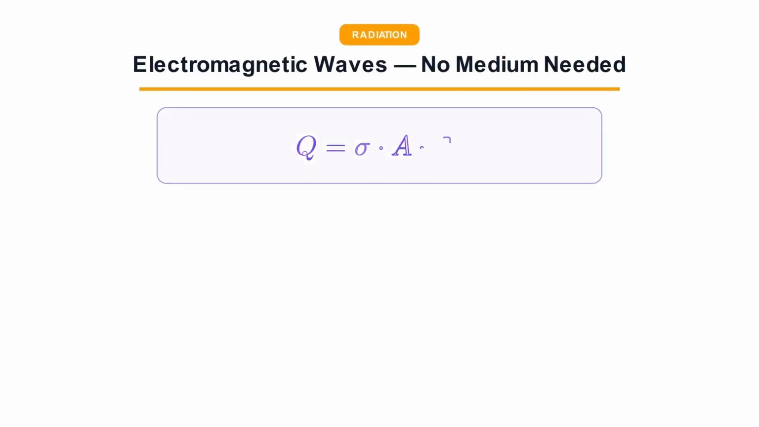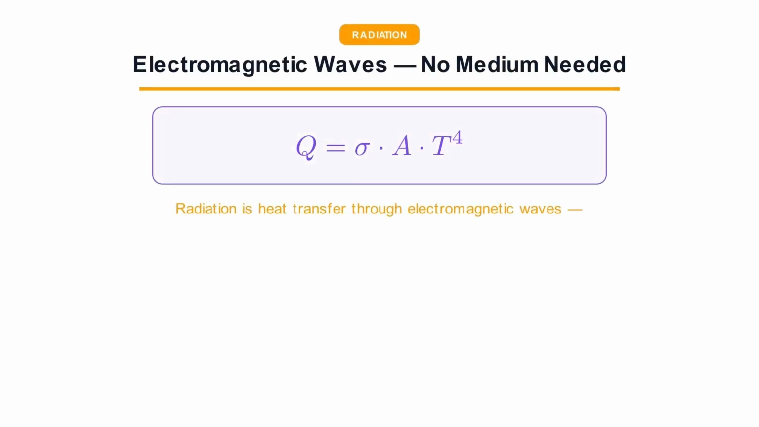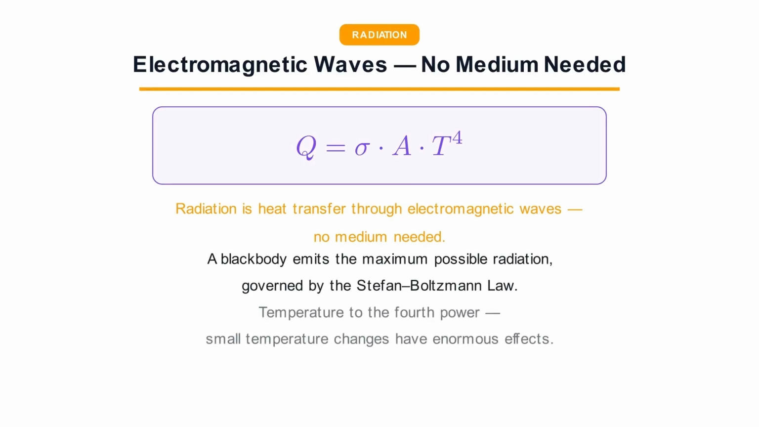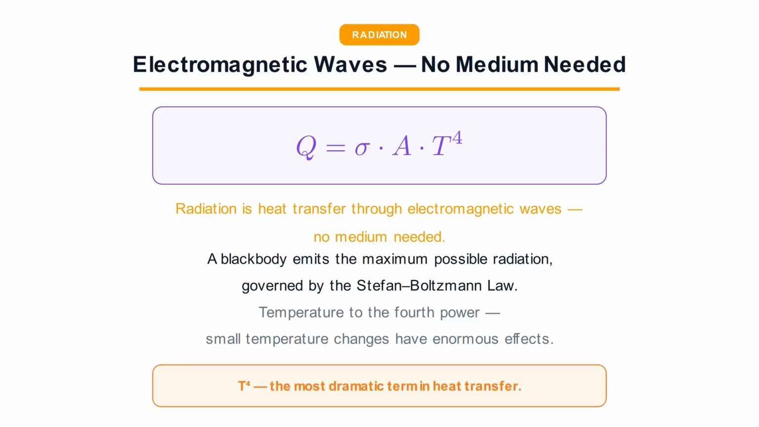Radiation is heat transfer through electromagnetic waves, no medium needed. A black body emits the maximum possible radiation, governed by the Stefan-Boltzmann Law. Q equals sigma times A times T to the fourth. Temperature raised to the fourth power means small temperature changes have enormous effects.